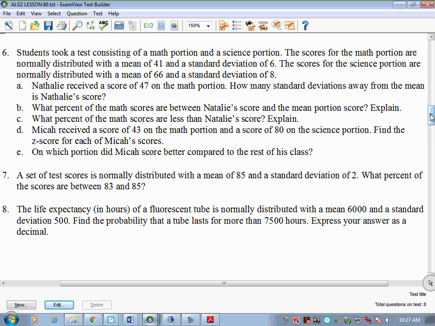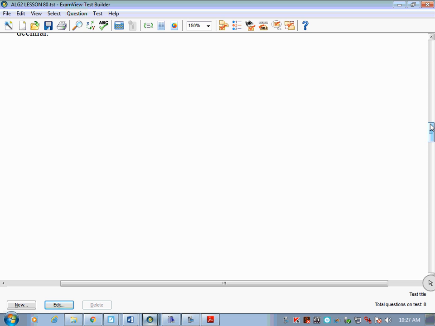All right, students took a test consisting of a math portion and a science portion. The scores for the math portion are normally distributed with a mean of 41, standard deviation of 6. The scores for the science portion are normally distributed with a mean of 66 and a standard deviation of 8. Our questions are going to be based upon that. So what we want to do at the beginning is create two separate bell curves, a science curve and a math curve. Can we do that? All right.